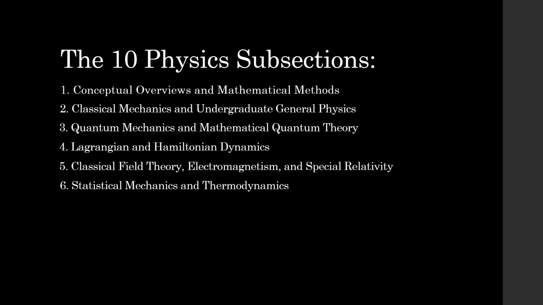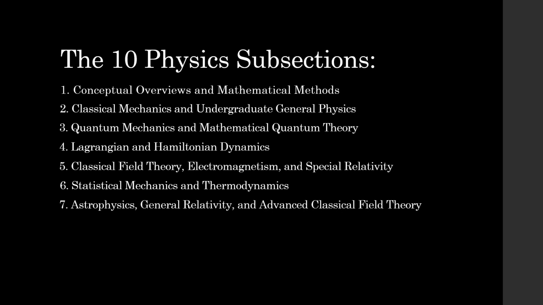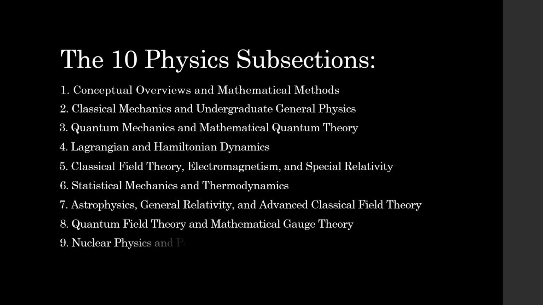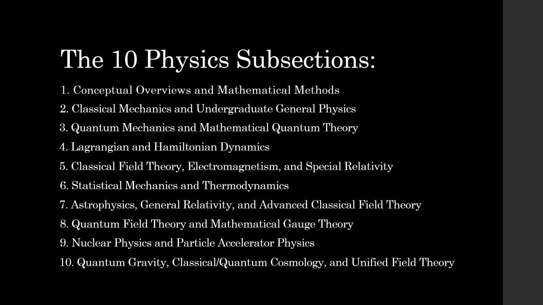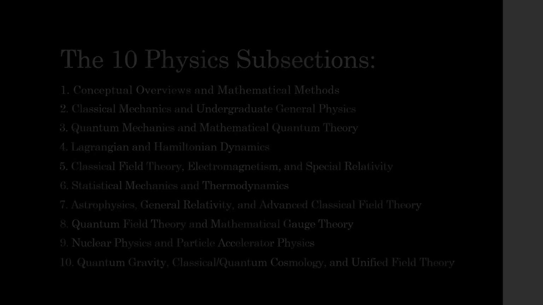Number 6, we have statistical mechanics and thermodynamics. Number 7, we have astrophysics, general relativity, and advanced classical field theory. Number 8, we have quantum field theory and mathematical gauge theory. Number 9, we have nuclear physics and particle accelerator physics. And then we'll finish off with number 10, quantum gravity, classical and quantum cosmology, and unified field theory. Let's begin.